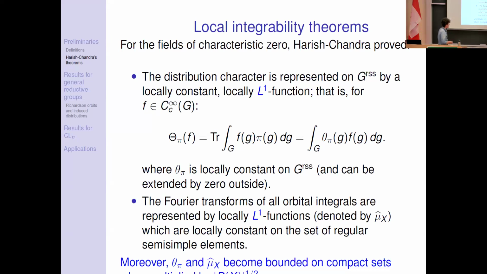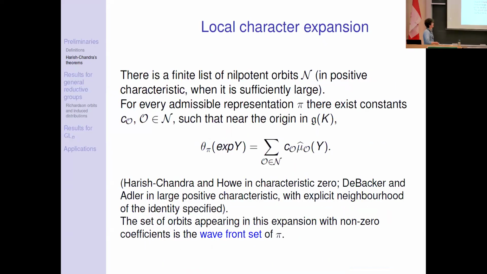And moreover, what's important is that this Weyl discriminant from the previous slide to the power 1/2, but the thing is, it looks like a square, right? Because you're taking a product over the whole root system. So the square root of it on compact sets provides a bound for the blowing up of the characters and Fourier transforms of orbital integrals. And we also have the local character expansion. The wavefront set is the set of nilpotent orbits for a representation that appear in the expansion of its local character. And that's exactly the thing that appeared in Professor Zhang's talk yesterday.